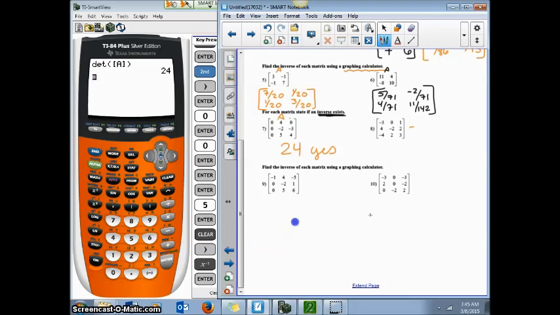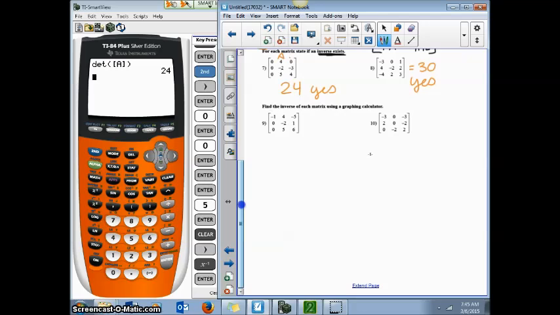Okay, so 8 was 30. So yes, it does have an inverse as well. Number 9, your answer should be -1, 0, 0, -49 over 17, -6 over 17, 5 over 17, -6 over 17, 1 over 17, and 2 over 17. So the determinant was probably 17, if I had to guess.